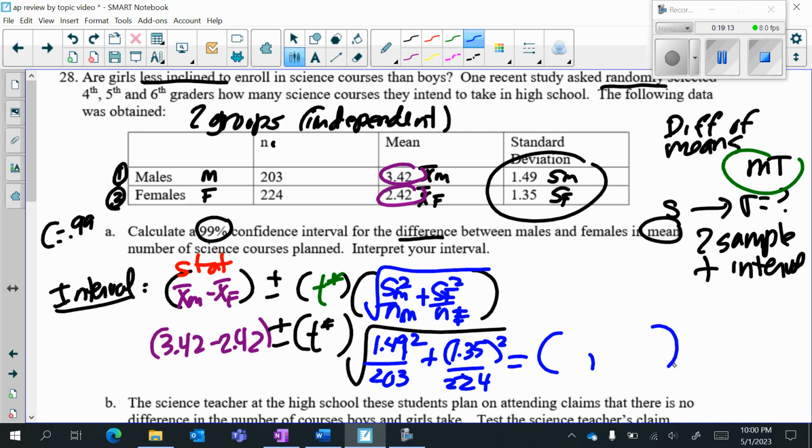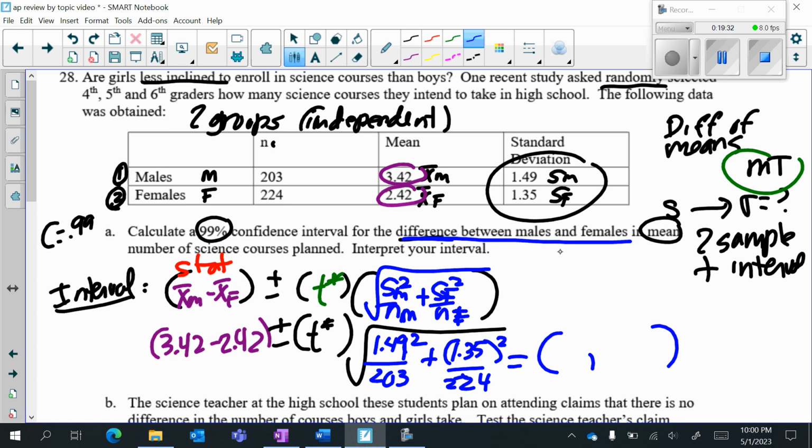And then when you write your answer, you write, I am 99% confident that, and then just go to the question and read the words that they say. The difference between the male and female mean number of science classes planned is between blah and blah. So this is the difference of the means.